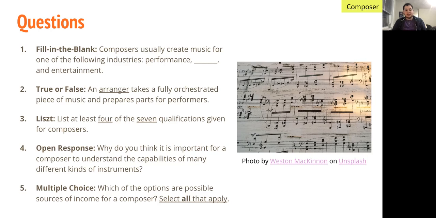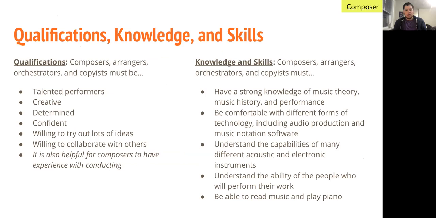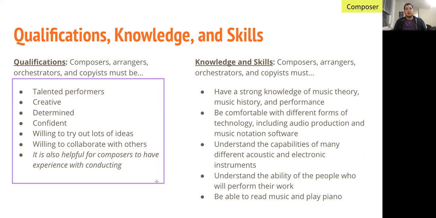Number 3, list. By the way, L-I-S-Z-T is the spelling of a composer whose name is pronounced Liszt. List at least 4 of the 7 qualifications given for composers. And the 7 qualifications were talented performers, creative, determined, confident, willing to try out lots of ideas, willing to collaborate with others, and it is also helpful for composers to have experience with conducting.